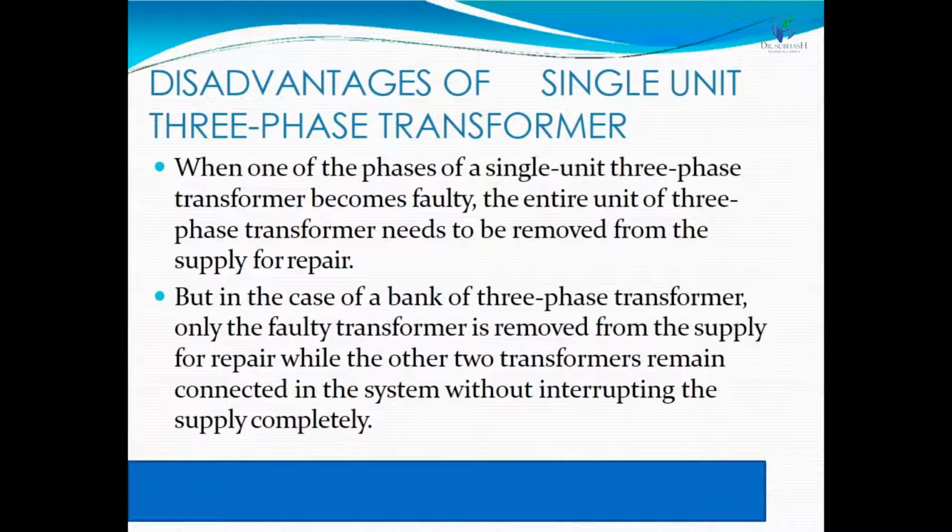There are also some disadvantages. When one of the phases of the single unit three-phase transformer becomes faulty, the entire unit of the three-phase transformer needs to be removed from supply for repair. But in the case of a bank of three-phase transformers, only the faulty transformer is removed from the supply for repair, while the other two transformers remain connected in the system without interrupting the supply completely.